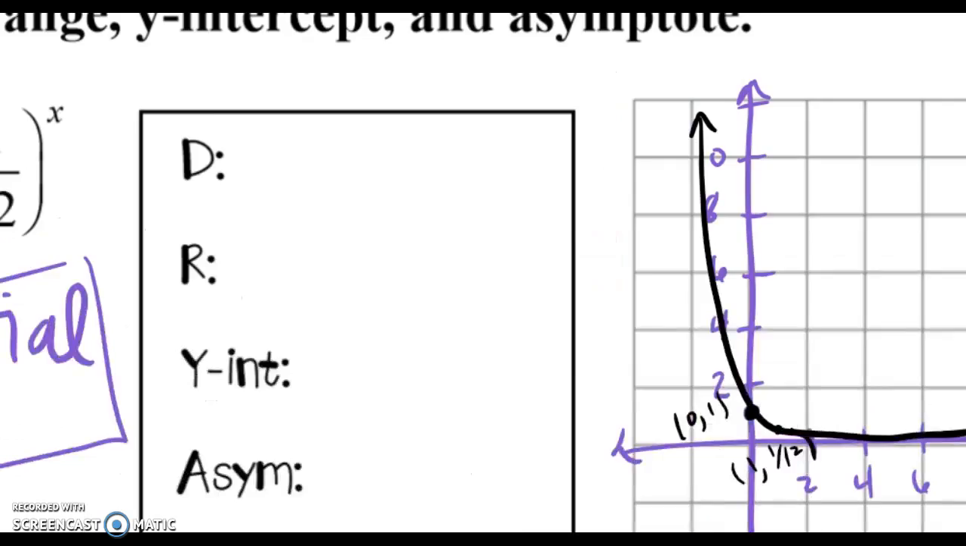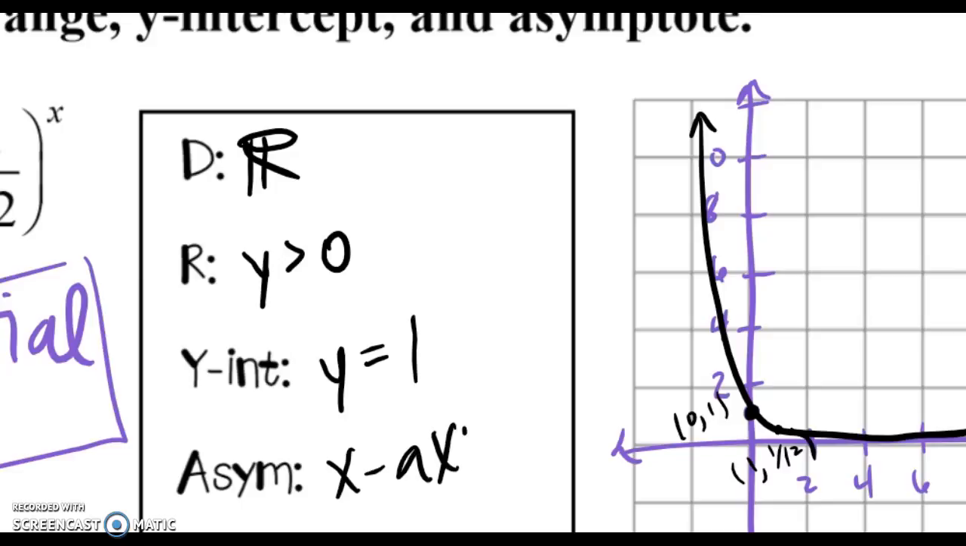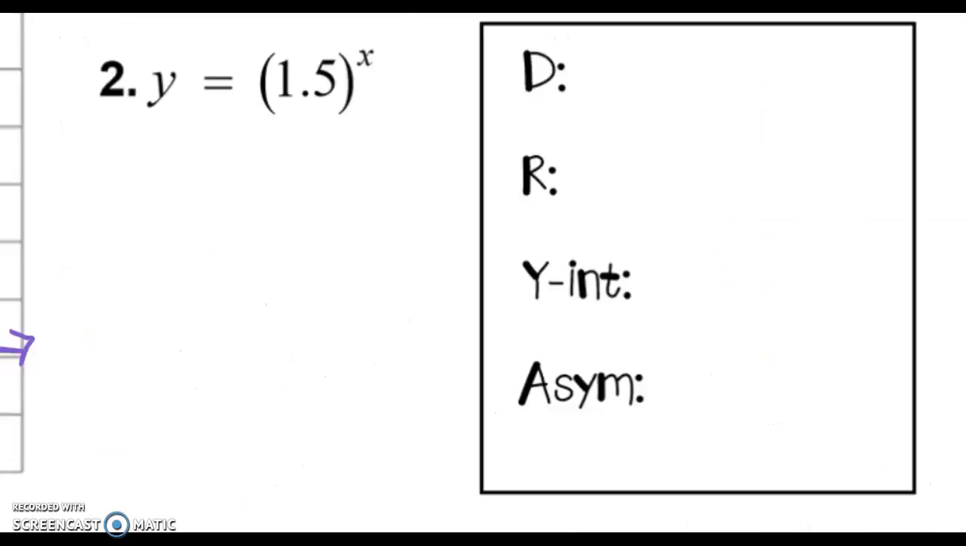The domain for this function is always going to be all real numbers. The range is always going to be y is greater than 0. The y-intercept is where the graph intercepts the y-axis, which is at y equals 1. So y-intercept is y equals 1, and the asymptote, remember, is just the x-axis. Go ahead and do example 2.